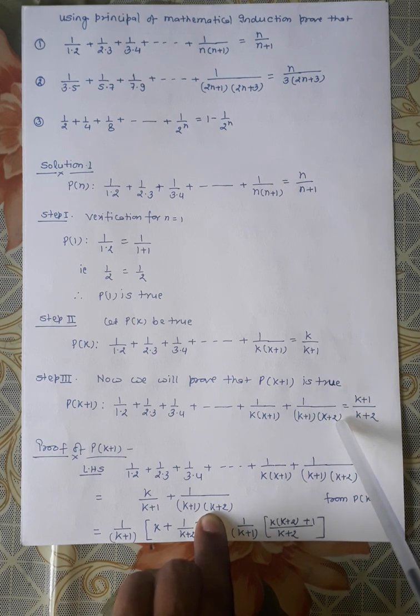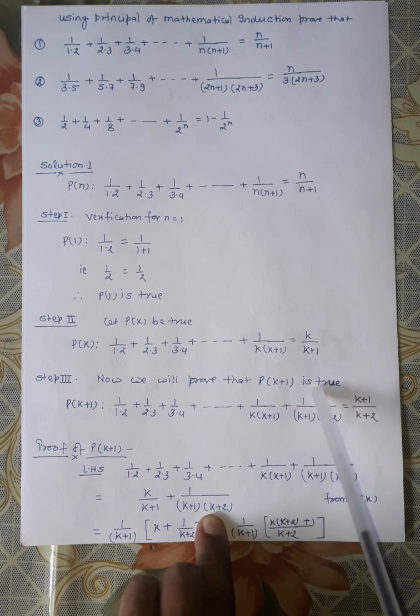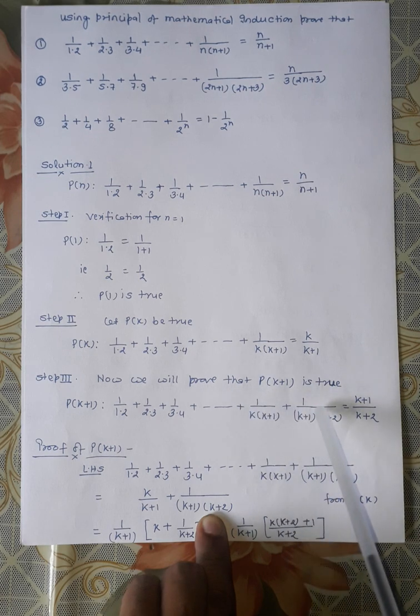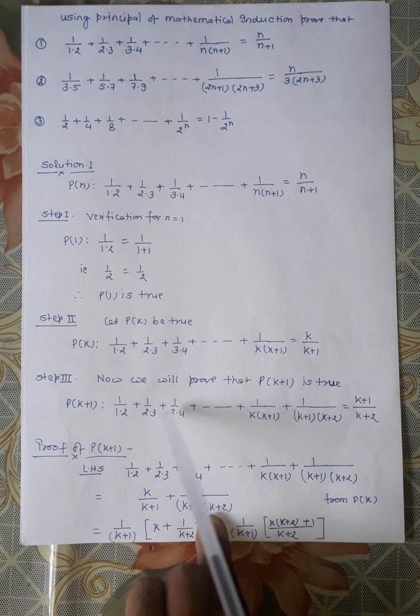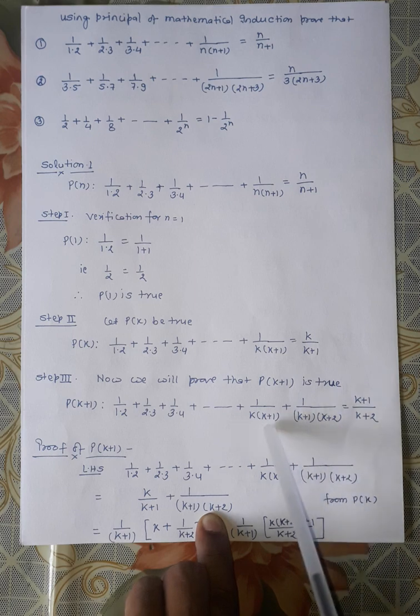But boys, if you have attended my previous class, then I told you that when you are writing P(k+1), my suggestion was this: after completing the left hand side of P(k+1), you write down the previous term also. Whose previous term? The previous term of the last term. This is the last term of the left hand side, its previous term is this. So if 1 upon 3 into 4 is there, then its previous term is 2 into 3. If 1 upon 2 into 3, then its previous term is 1 upon 1 into 2. So if k plus 1 is here, then its previous term will be k. If k plus 2 is here, then its previous will be k plus 1.